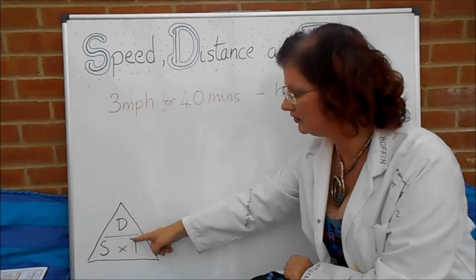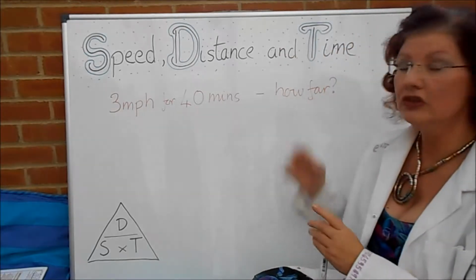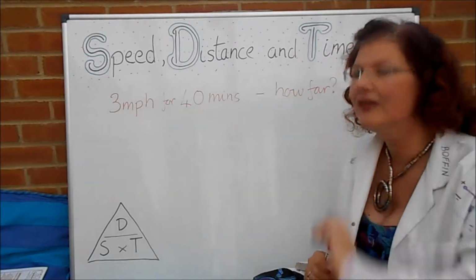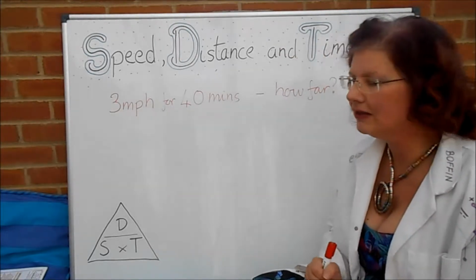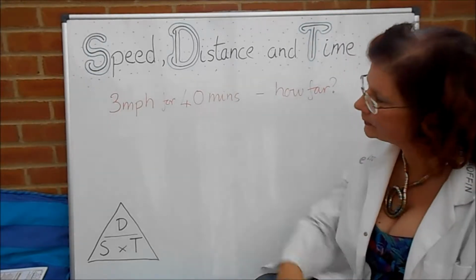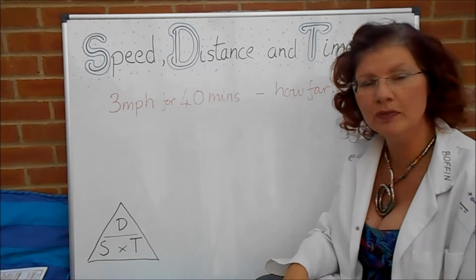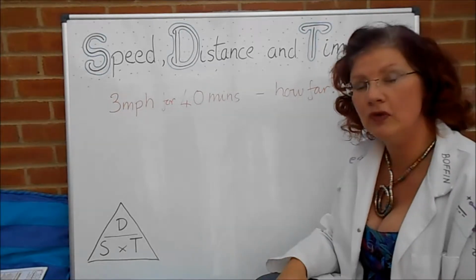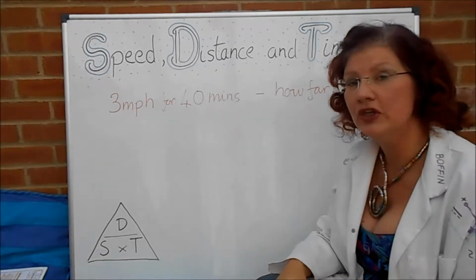Speed is equal to distance over time, and we're going to use it to do some calculations, but you've got to watch the units in these. So let's start off with this example. You're going for a walk, walking at 3 miles per hour, and you're walking for 40 minutes. I want to know, how far do you go?